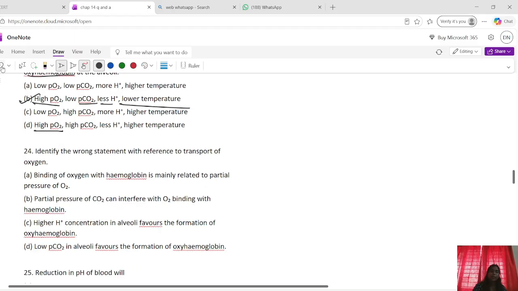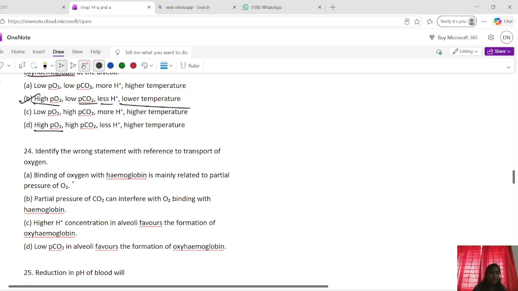Now let us see the 24th question. Identify the wrong statement with reference to the transport of oxygen. So let us read each and every statement and identify which is the wrong statement. Even if you are able to find the correct statement, it is fine. It will be very helpful to find the wrong statement.